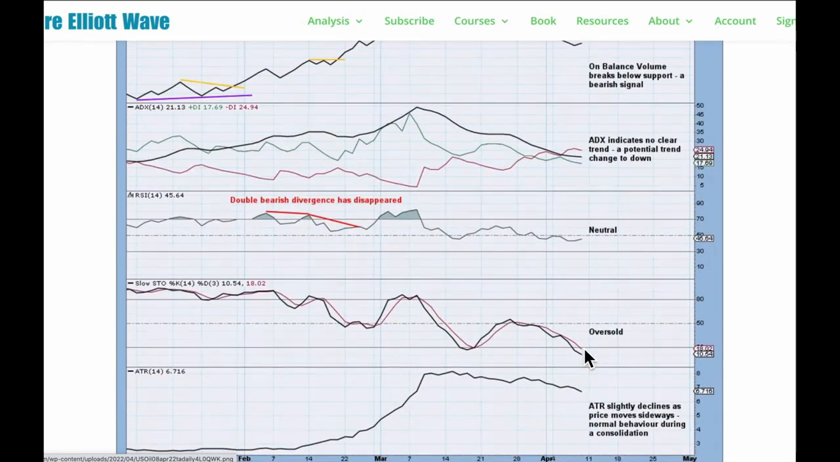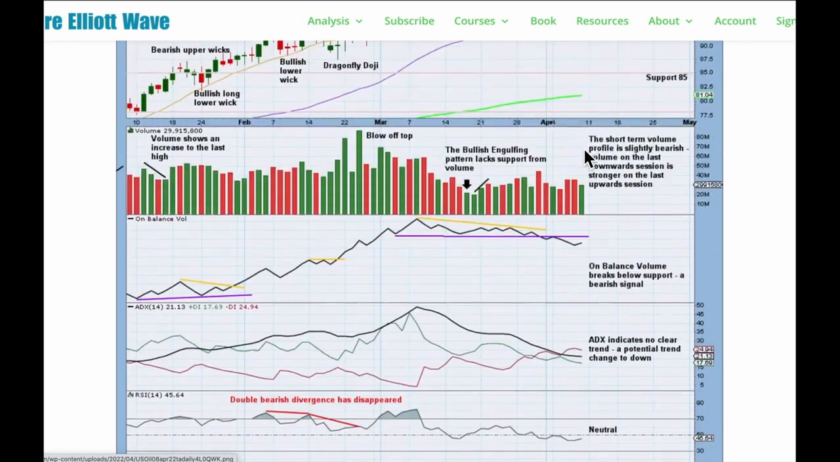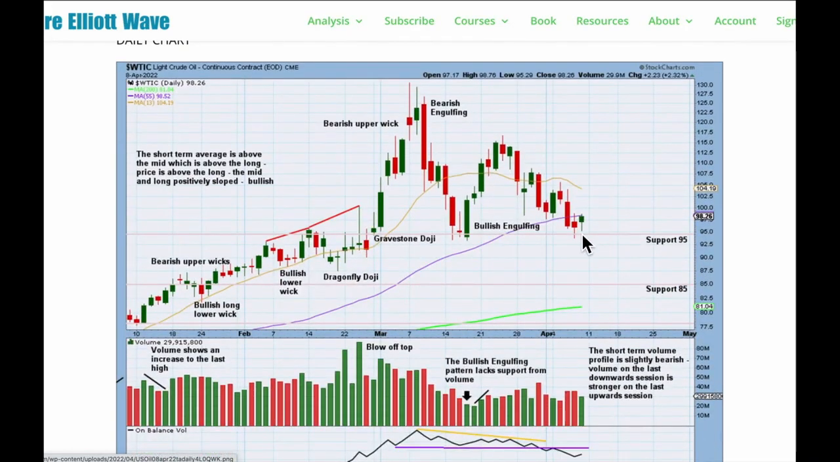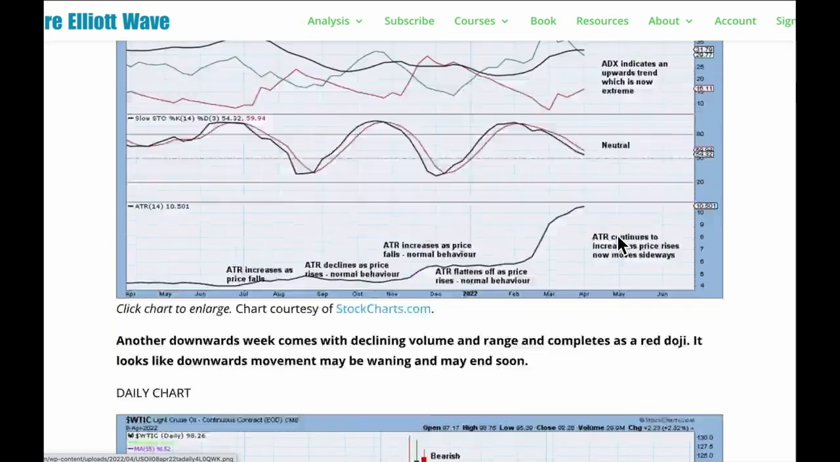RSI neutral, stochastics oversold. With stochastics oversold and ADX indicating no clear trend, and price at support, if we do get more downward movement, it may not be by much. The daily chart expects to see a bounce about here, so kind of supporting the main Elliott wave count, which expects just a little bit more downward movement, not too much.